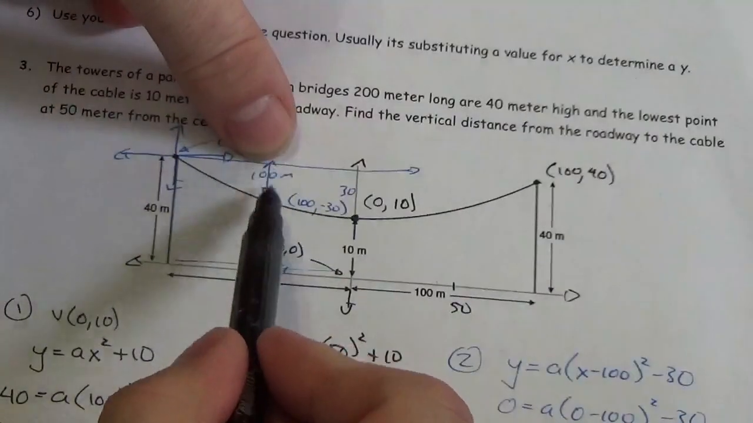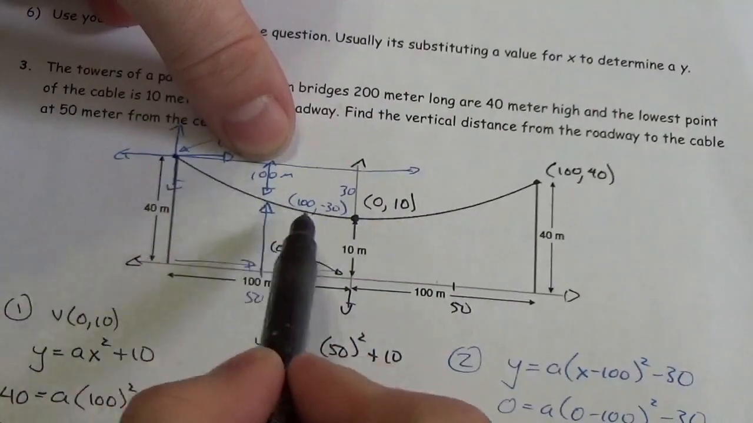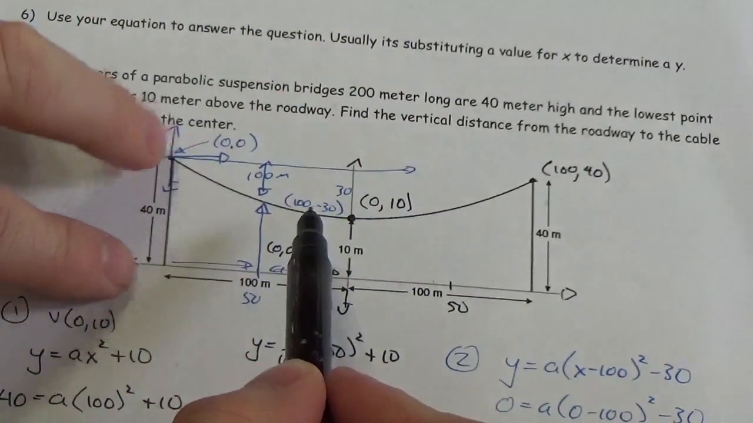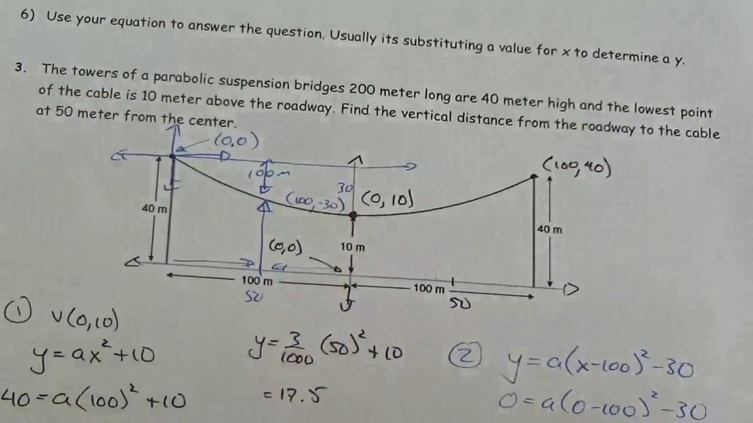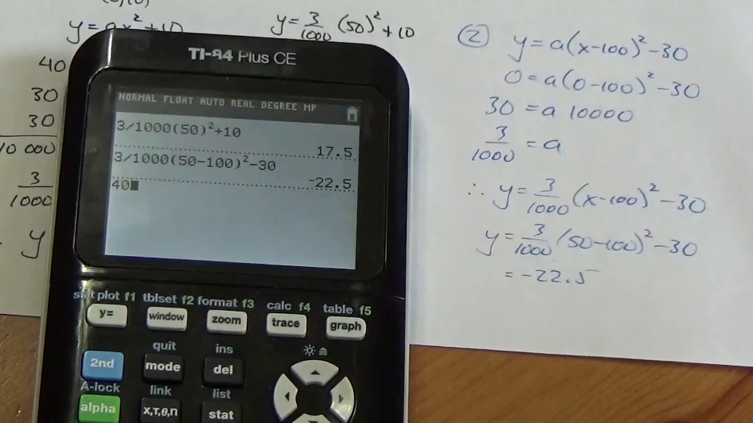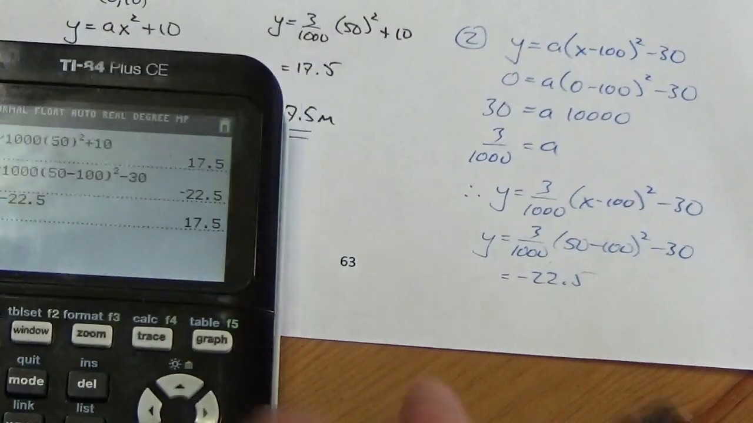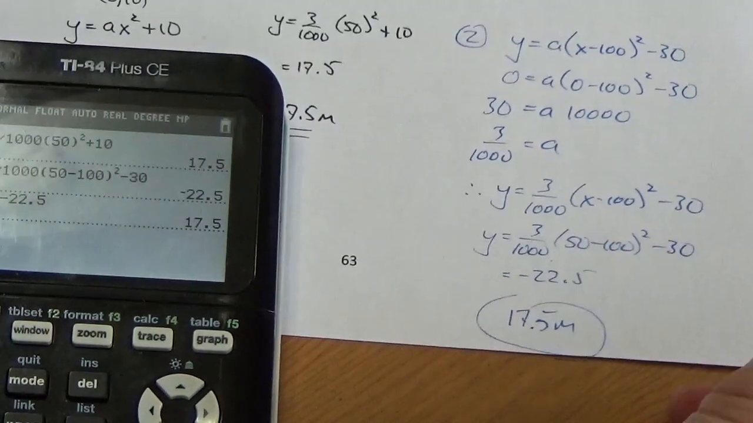So I just figured out how far below my x-axis the cable is. Well, if this distance here is 40, and this distance here is now 22.5, in order to get the number that I need here, I'm just going to enter 40 minus 22.5, and there it is, 17.5. And that's my solution.